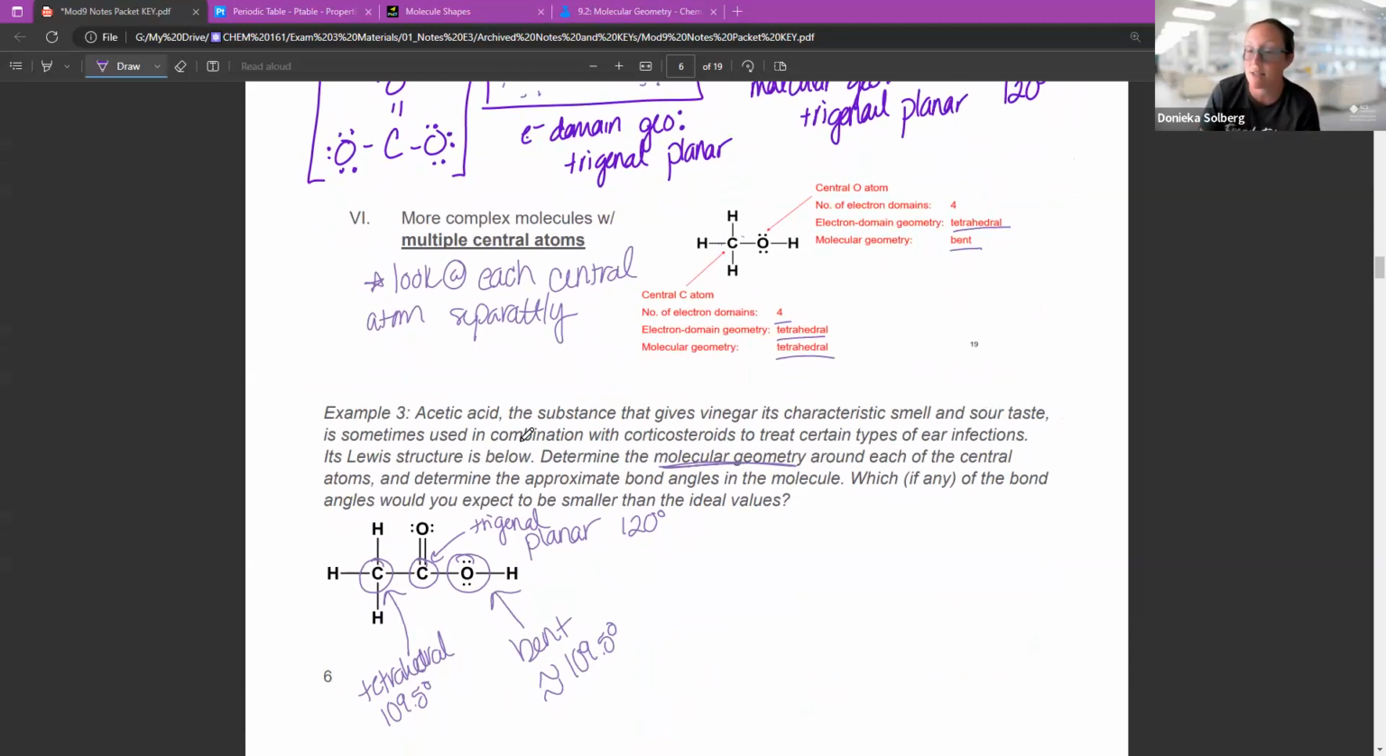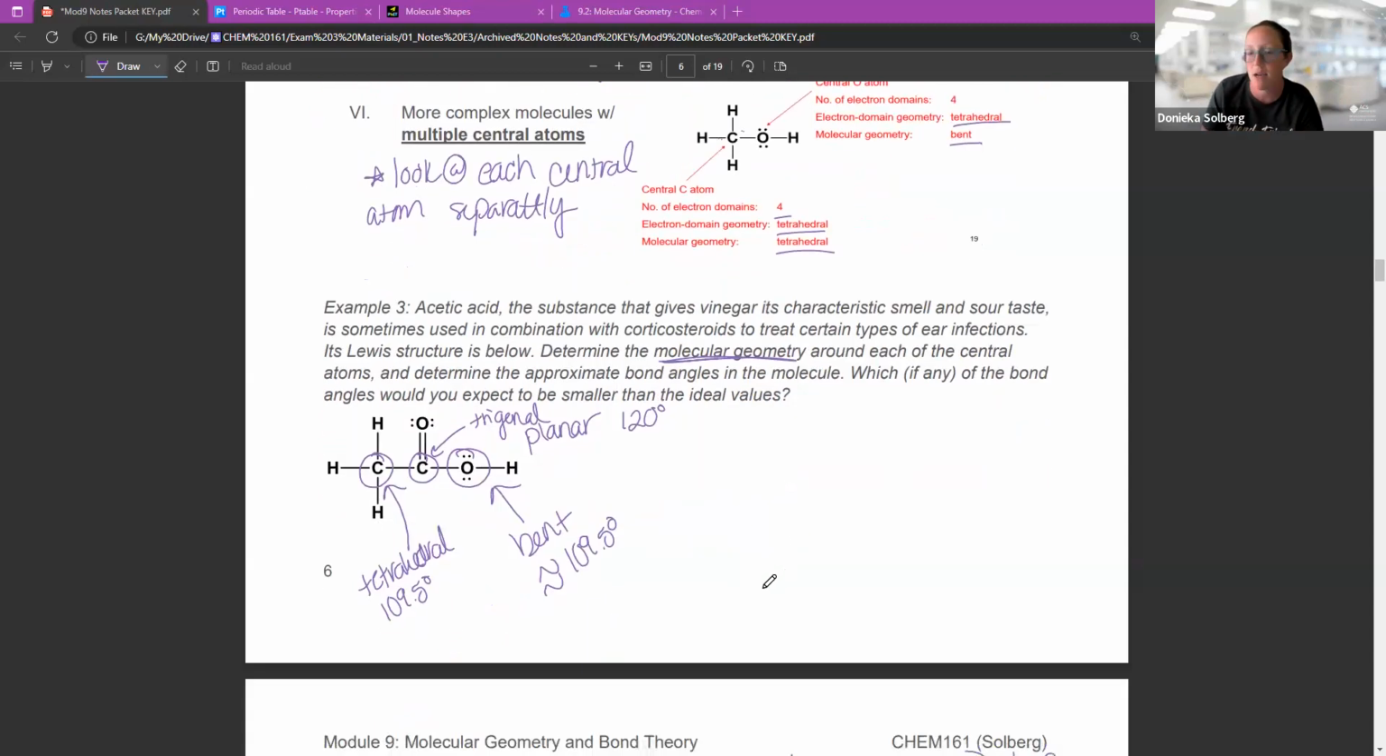Okay, so example number 3 says acetic acid, which is the substance that gives vinegar its characteristic smell and sour taste, is sometimes used in combination with corticosteroids to treat certain types of ear infections. Its Lewis structure is below. Determine the molecular geometry around each of the central atoms. I would just go ahead and find electron and molecular geometries if I were you, and the approximate bond angles in the molecule. Which, if any, of the bond angles would you expect to be smaller than the ideal values?